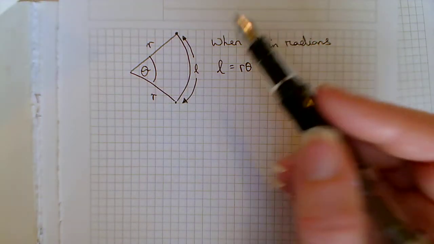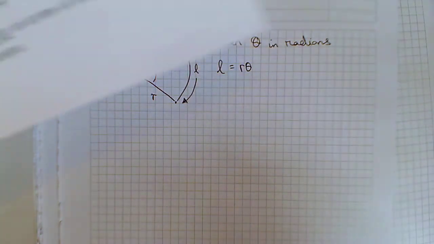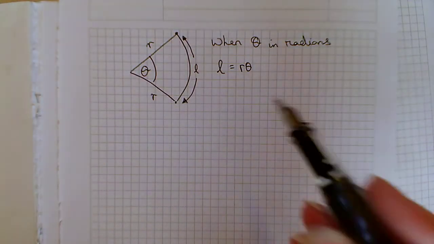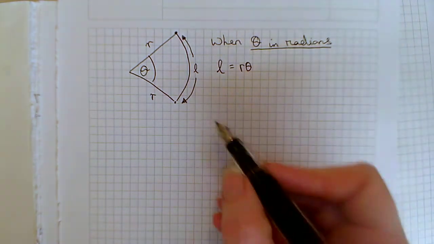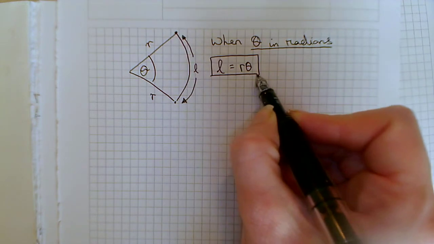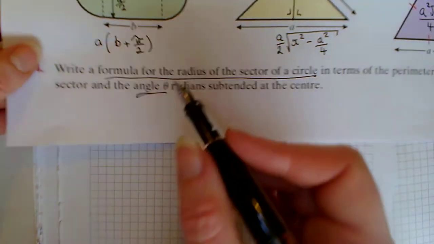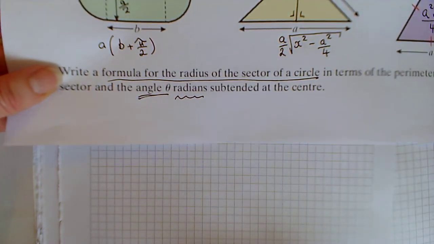And I've also marked in L, which is the arc of the sector, because they asked me to talk about the perimeter of the circle. Now there's a fact that we know, that when theta is in radians, so you'll have seen this in your notes, L is the radius multiplied by theta when that angle is in radians. And in the question, they asked us to put the angle in radians.